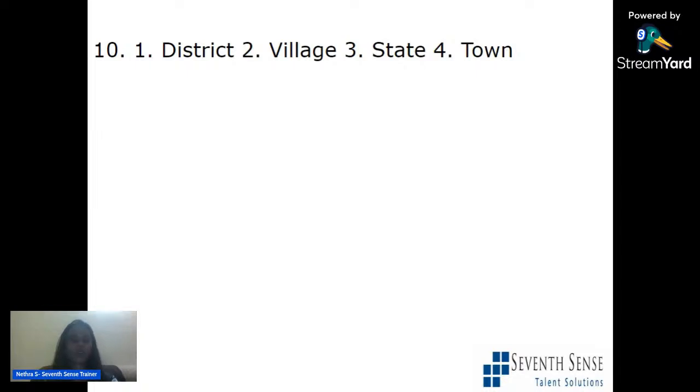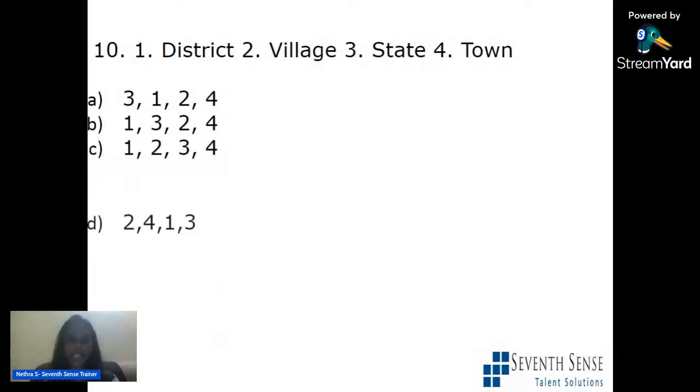So here, arranging only four words are there. First one is district, second one is village, third one is state, fourth one is town. And here are your options. Read the question, analyze and give the proper answer.